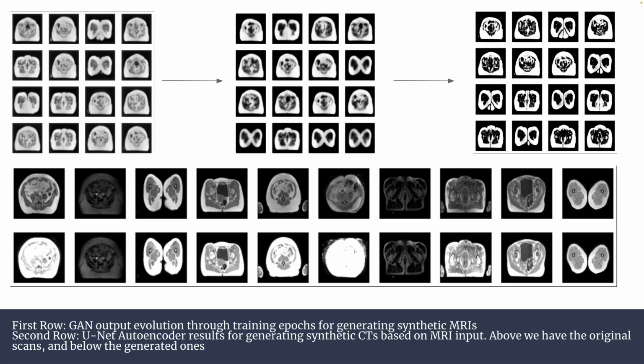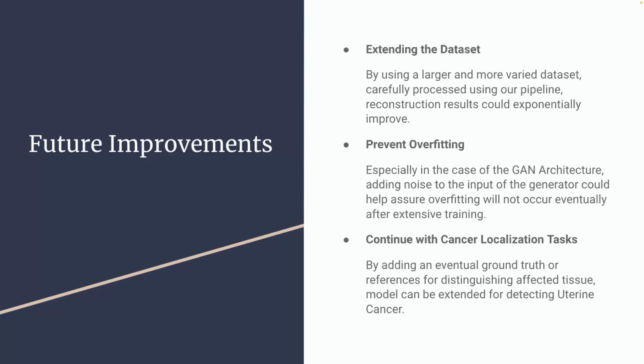We also believe we can bring some feature improvements to our project. Having a more varied dataset will give better results in most scenarios of training a machine learning model. Also, overfitting prevention should be taken into consideration, which basically refers to creating a model that produces perfect results on the training dataset but performs poorly when used in real-world data. More than that, continuing with the task of cancer localization should be the goal of the following iterations.